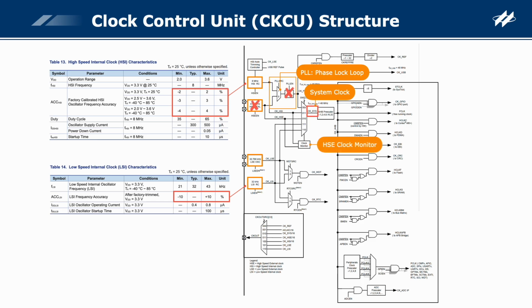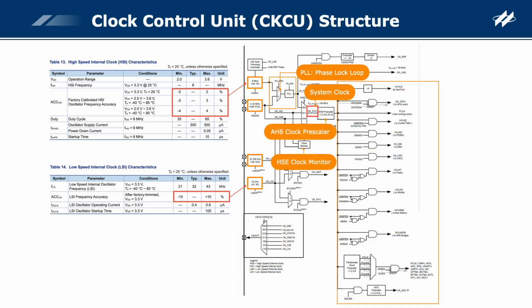When the HSE clock monitoring function is enabled and the HSE is used as a system clock or PLL clock source, if a failure happens, the system clock will automatically be switched to the HSI, and the PLL circuit will also be turned off. The system clock provides clock signals to various peripherals through the AHB clock prescaler, multiplexer, and gating circuit. Finally, the clock control unit also provides a clock output function.